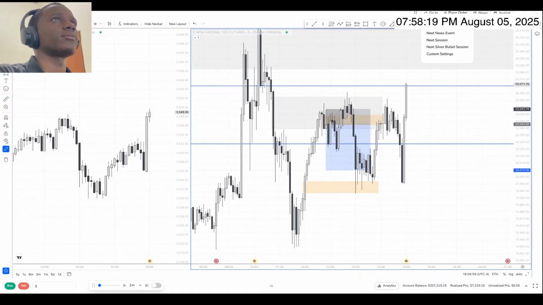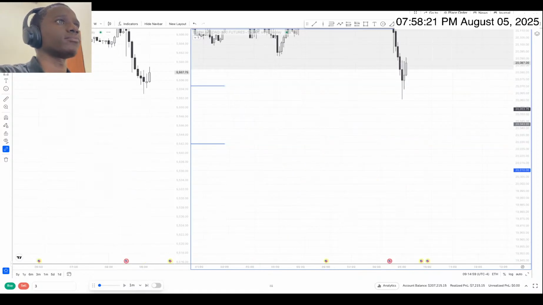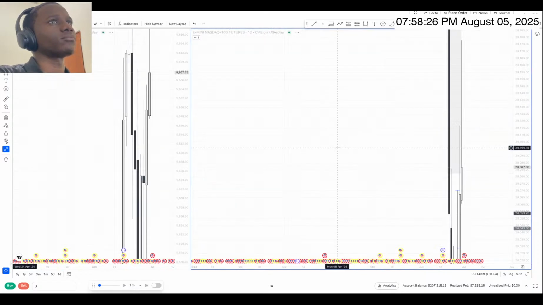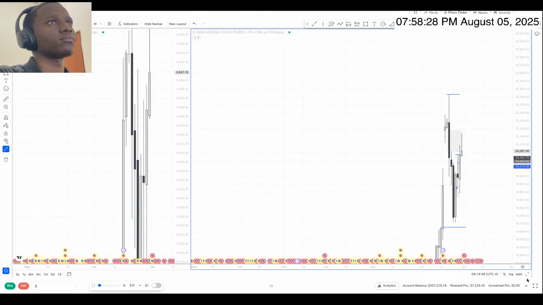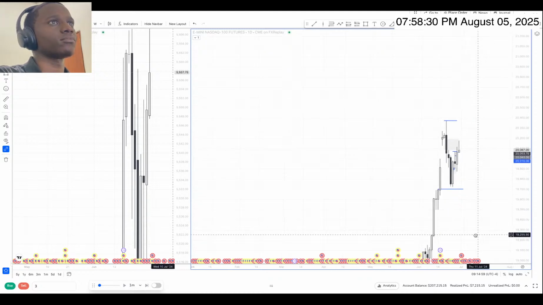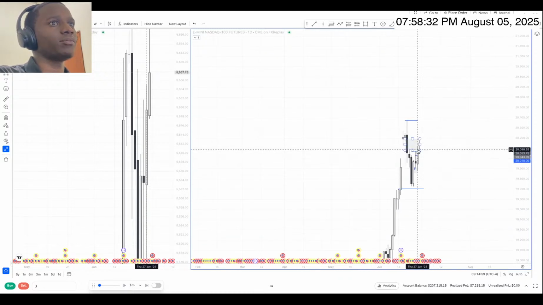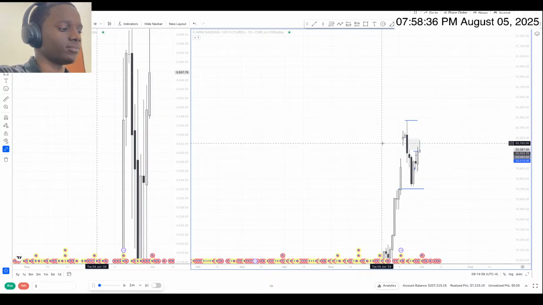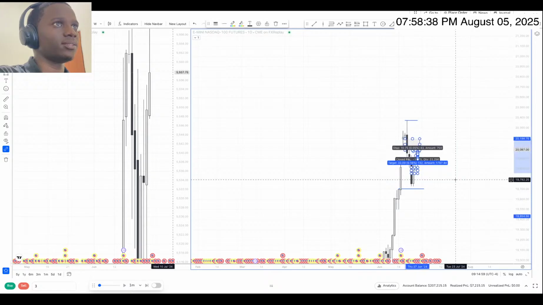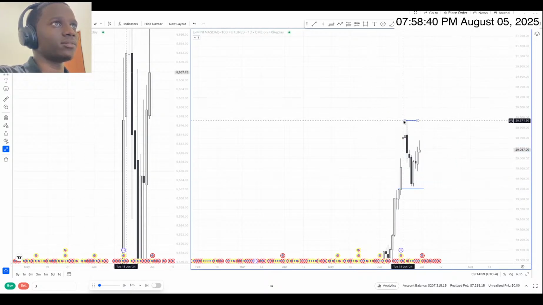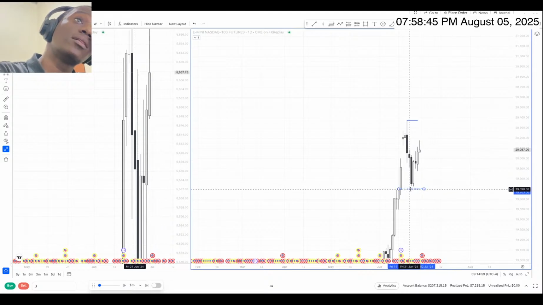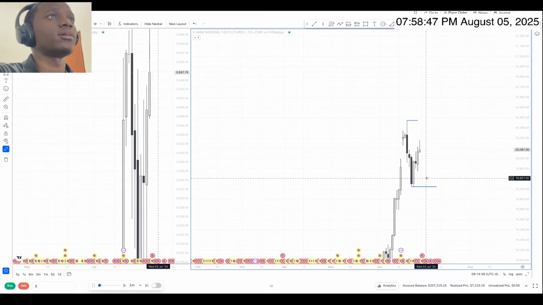Alright, let's just go to the next thing, man. You can see we end up taking out this daily high here, as I wanted it to do. And as it did that, we still have this as our buy side. It's okay. And this is the sell side.